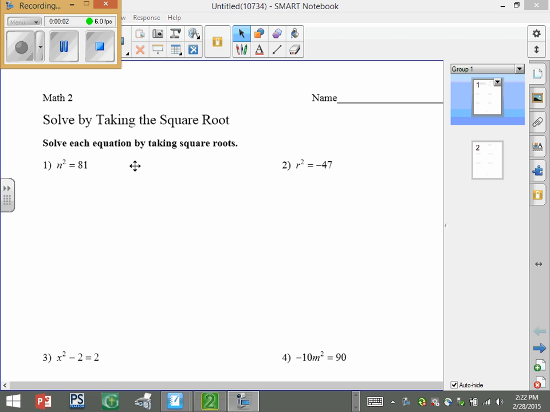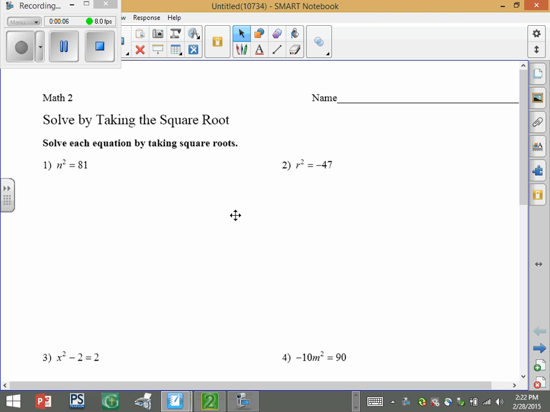So we'll go through this particular sheet, working on solving some of these equations by taking the square root. So kind of work our way into it here. The first one is pretty straightforward. It's n squared equals 81. Again, the whole objective here is to get n by itself, so we have to undo the square.